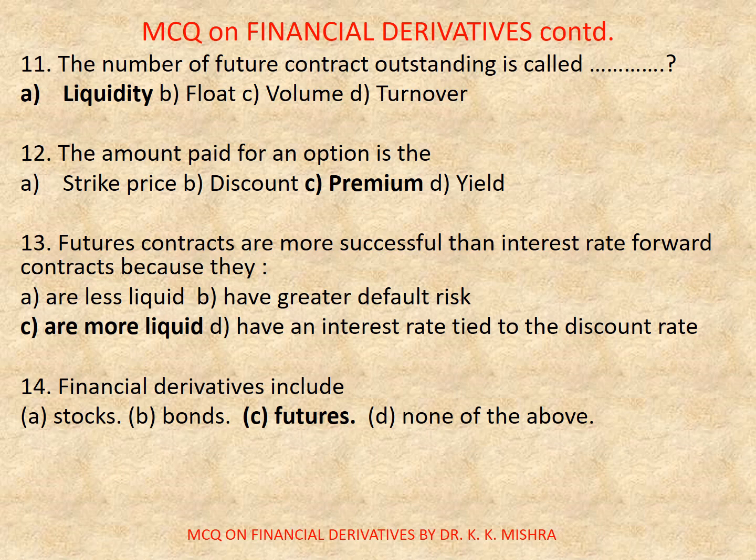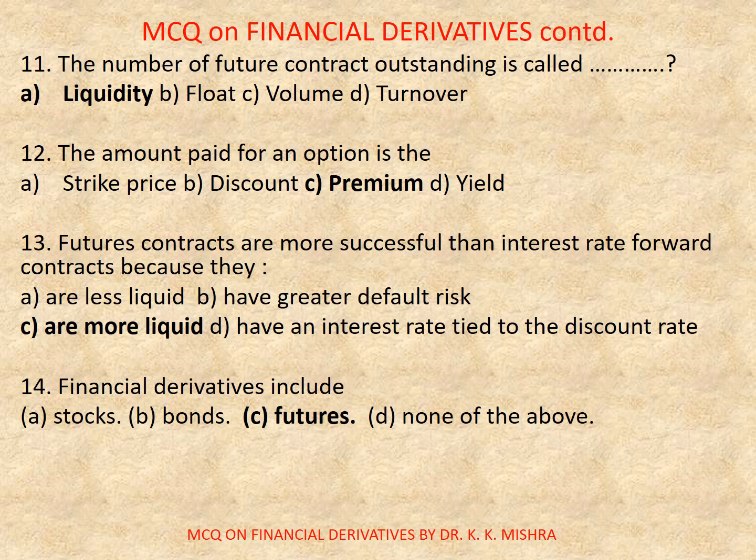Question number 12. The amount paid for an option is the. Options are A. Strike price, B. Discount, C. Premium, D. Yield. Correct option is C. Premium.